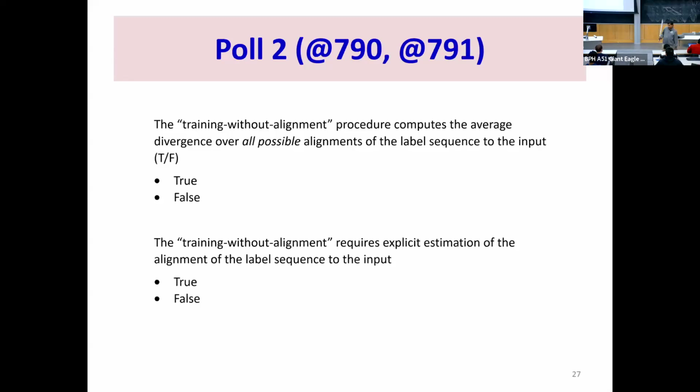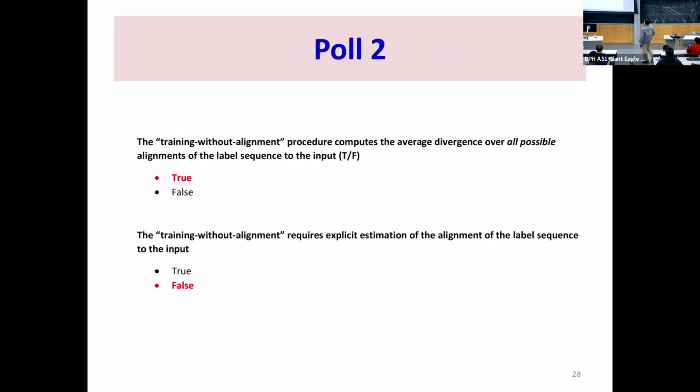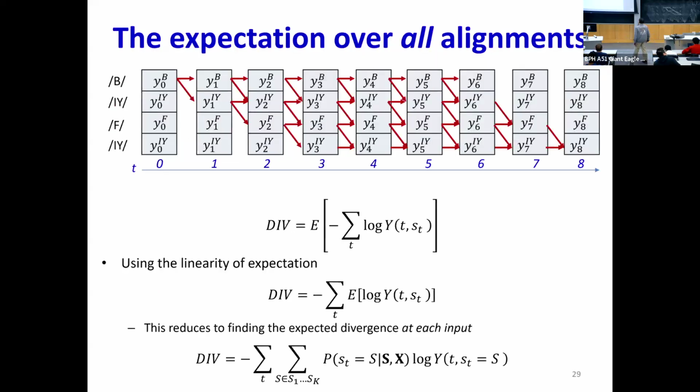False? Okay. Because when you're training without alignment, you're computing the average divergence over all possible alignments, which means you don't have to determine any specific alignment. They're all being considered. And now going back here, I have an expectation of a sum, which means I can make that the sum of an expectation.